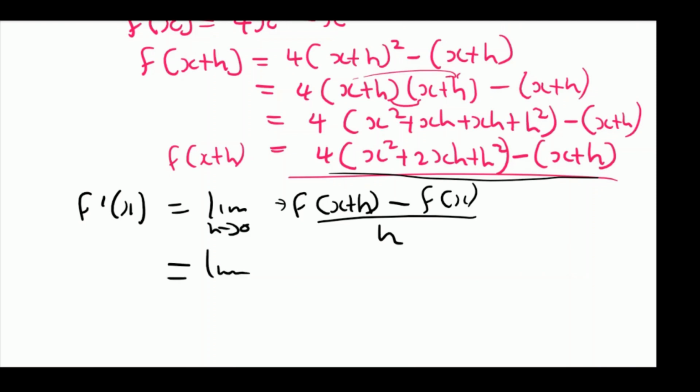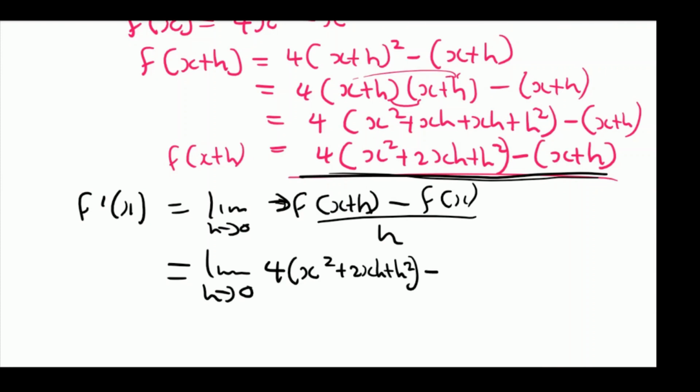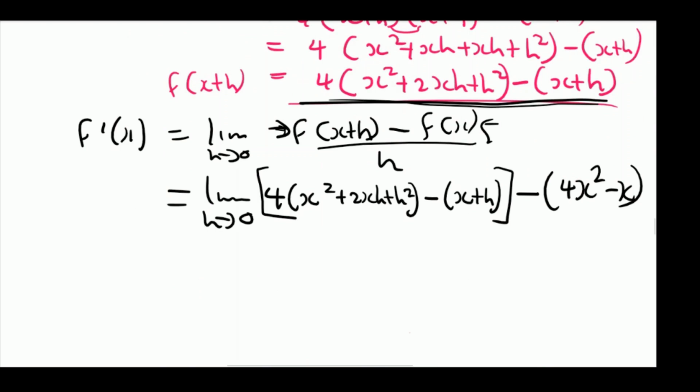So we have the limit when h approaches 0. So what is f of x plus h? It's this expression here, which is 4 into (x squared plus 2xh plus h squared), close bracket, minus (x plus h), right? So this is f of x plus h minus, what is our f of x? Our f of x is this one here, so it's going to be 4x squared minus x, right? And then we divide by h.